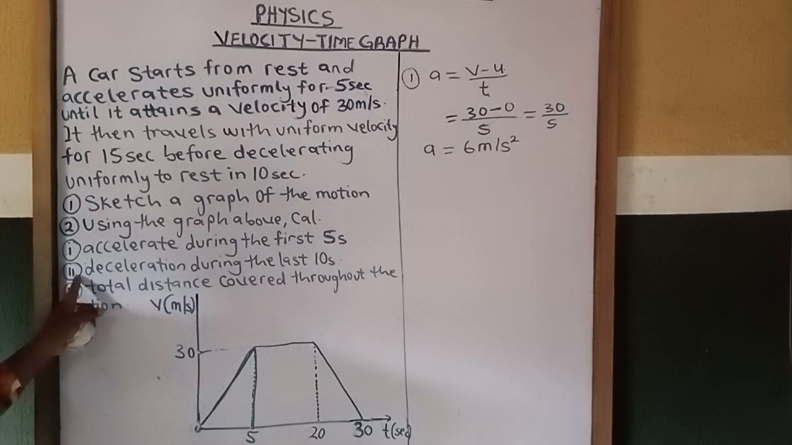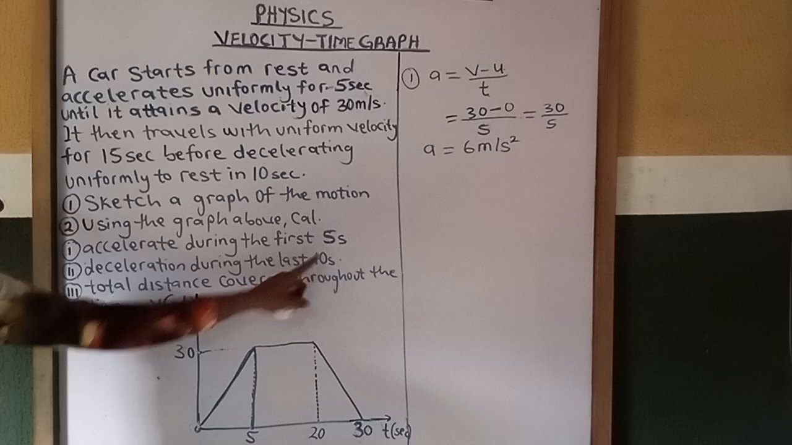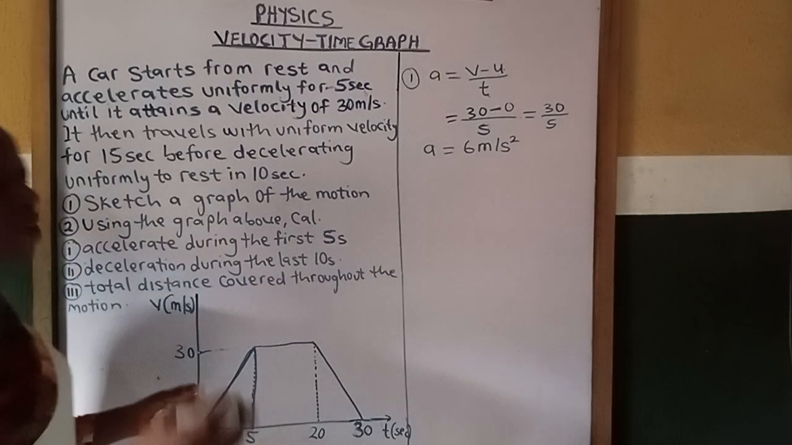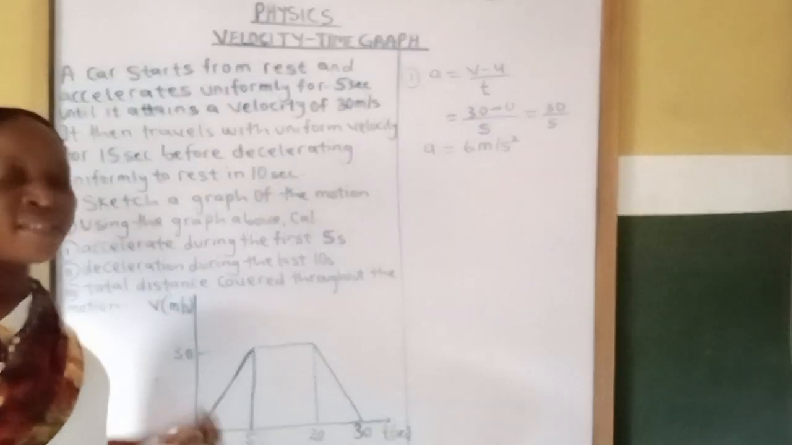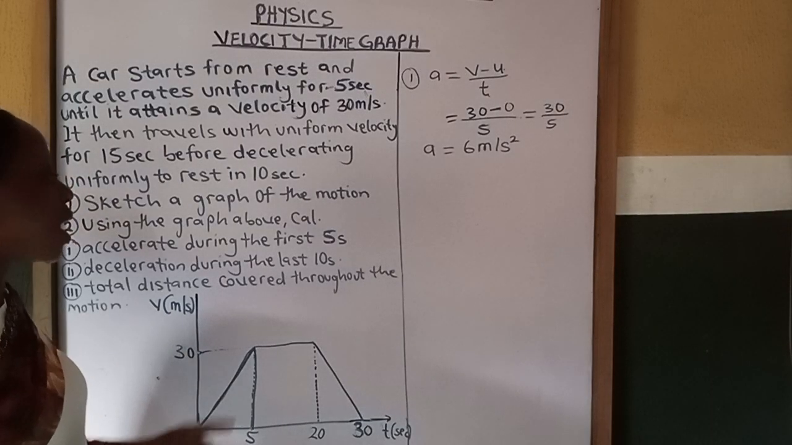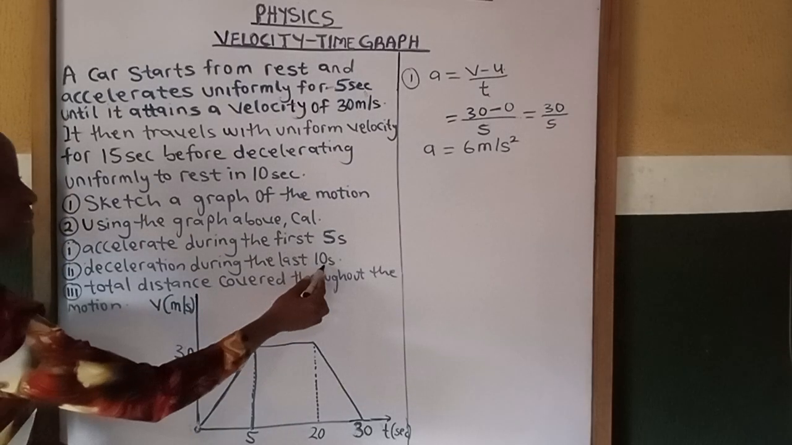So number 2 says deceleration during the last 10 seconds. The opposite of acceleration is deceleration. So we are still going to use the same formula to calculate deceleration in the last 10 seconds.